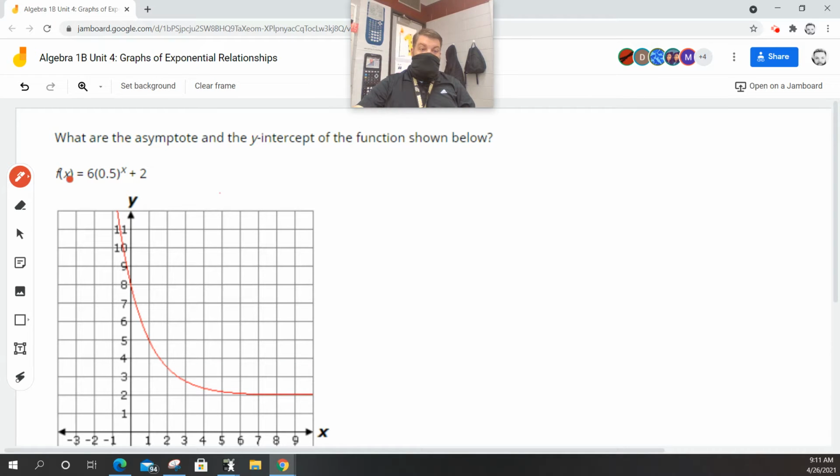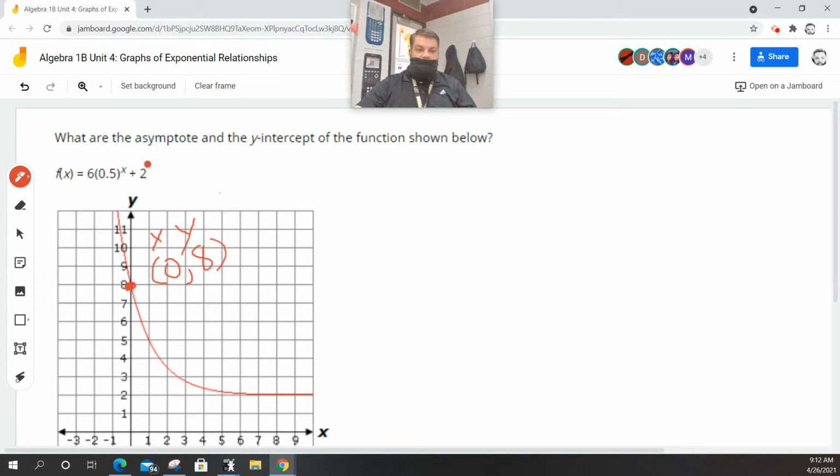So this one, it says, what is the asymptote and the y-intercept of the function below? Well, right off the bat, the y-intercept occurs where it crosses the y-axis. So that's (0, 8), where x equals 0 and y equals 8.